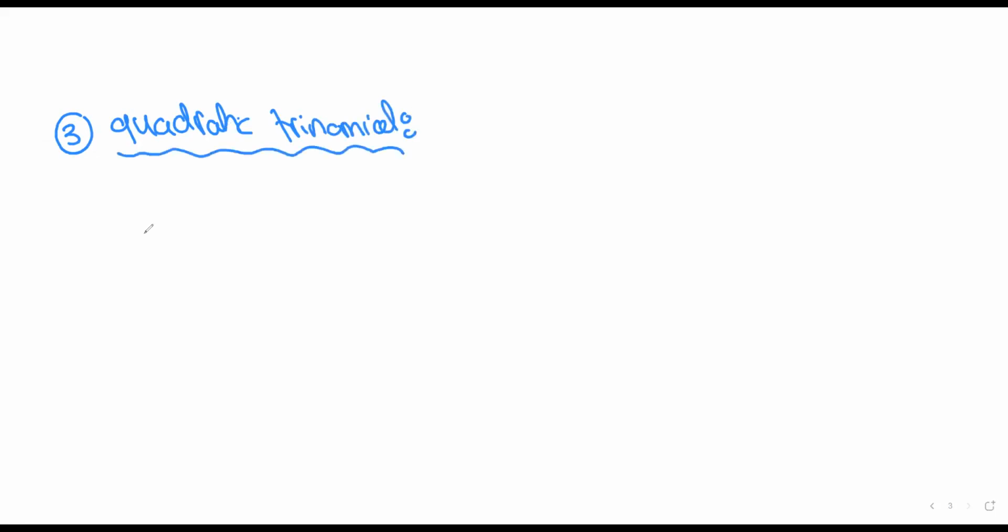Now the third type of factorization that you have to remember is factorization of a quadratic trinomial. And for quadratic trinomials, please make sure that you have a scientific calculator with you. Now, let me remind you of what is a quadratic trinomial and from where do we get a quadratic trinomial.